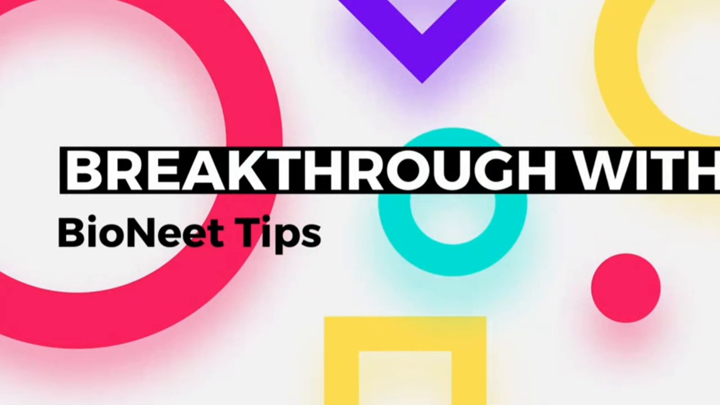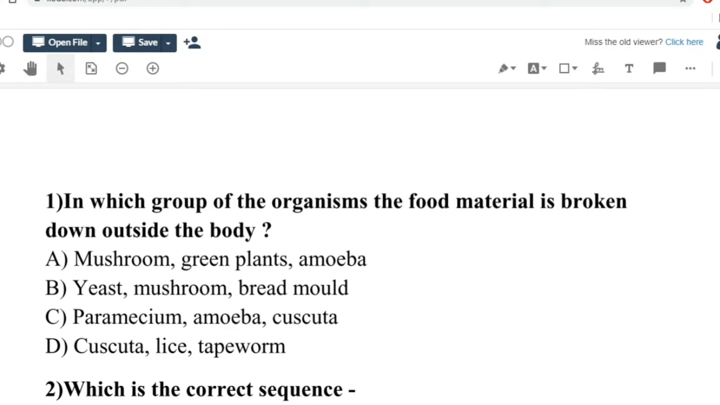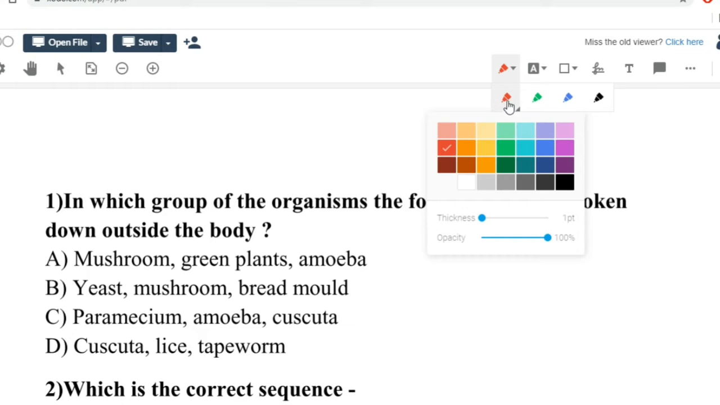In this class, we'll be talking about some of the MCQs from the chapter Life Processes of NCERT Class 10. So let's get started.